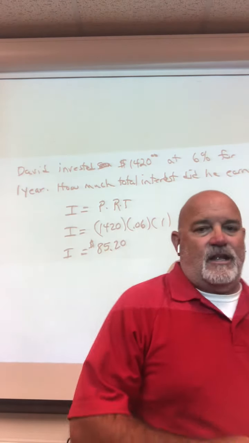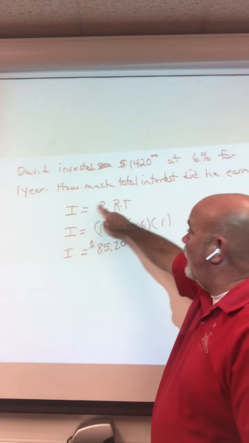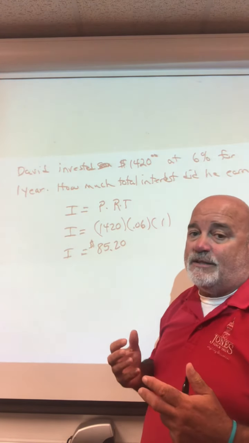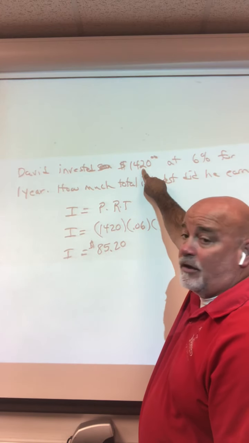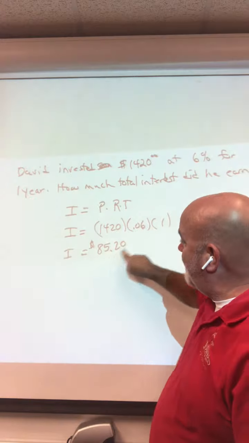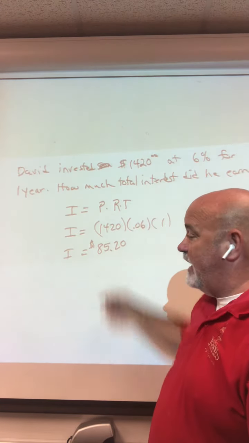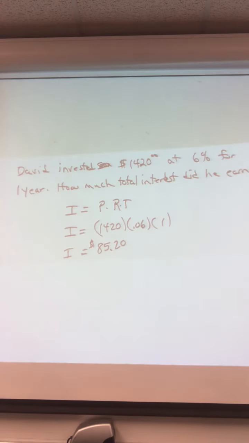So this means that if David put money in the bank at this interest rate for 1 year, when he goes and gets his money at the end of 1 year, his $1,420 is still there, plus this much over. So this is how much above that he has after 1 year. That is his interest, $85.20.